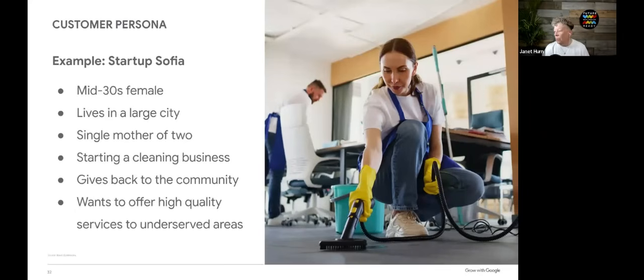So this is a customer persona that I could market to. So this is Startup Sophia. She's a mid-30s female. She lives in a large city. She's a single mother of 2. She's starting a cleaning business. She gives back to the community, and she wants to offer high quality services to underserved areas. So I even have a picture of her. So as Lindsay explained, it's nice to have a picture in your mind of who we're talking to. So as I'm trying to find a customer to support in their marketing efforts, I am going to talk to Startup Sophia, because that is going to help me tailor my messaging.